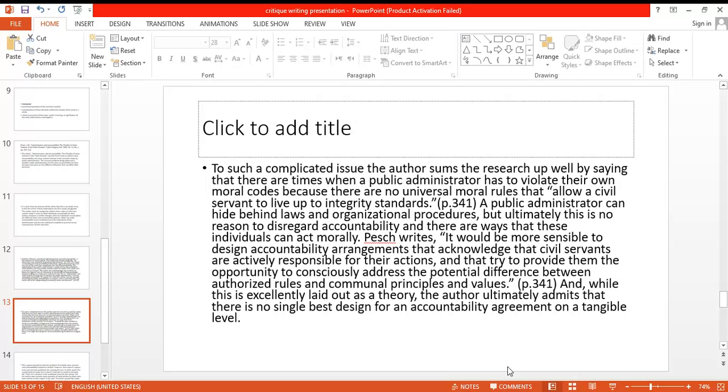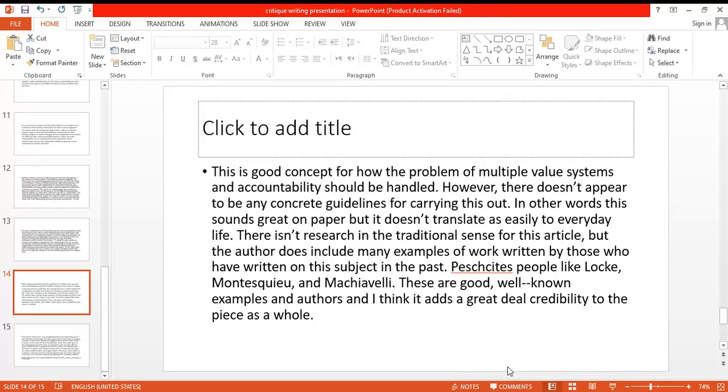And then give credit to the author if he has done good research. Write that he's done good research. And here he says, and while this is excellently laid out, this is an evaluation, the author ultimately admits that there's no single best design. So what's the problem in this article? The author does not give a workable solution to the problems that he has highlighted.